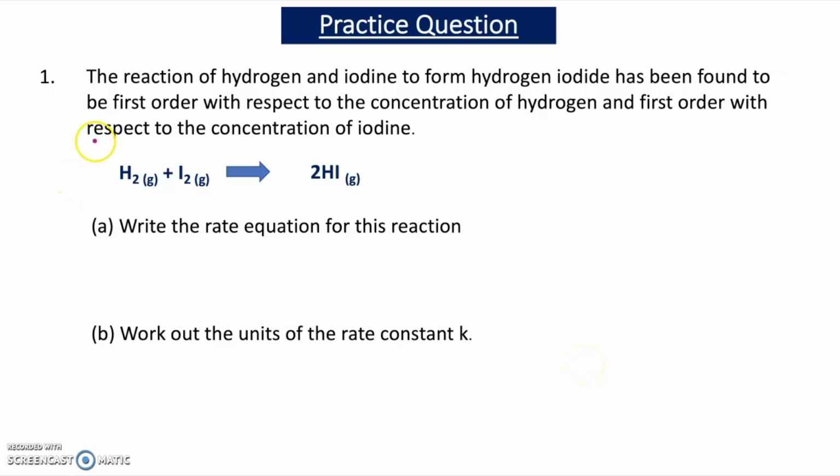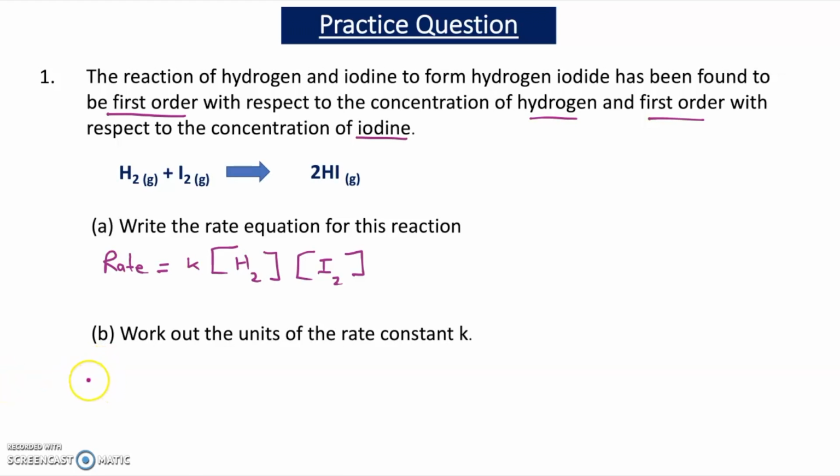So this first practice question looks at the reaction of hydrogen and iodine to produce hydrogen iodide, and the question tells you that it's first order with respect to the concentration of hydrogen and first order with respect to the concentration of iodine, and it's asking you in part A to write the rate equation. So rate would be equal to K, the rate constant, times the concentration of hydrogen times the concentration of iodine, and they're both raised to the power 1, but we don't need to write the 1 in because they're both first order.